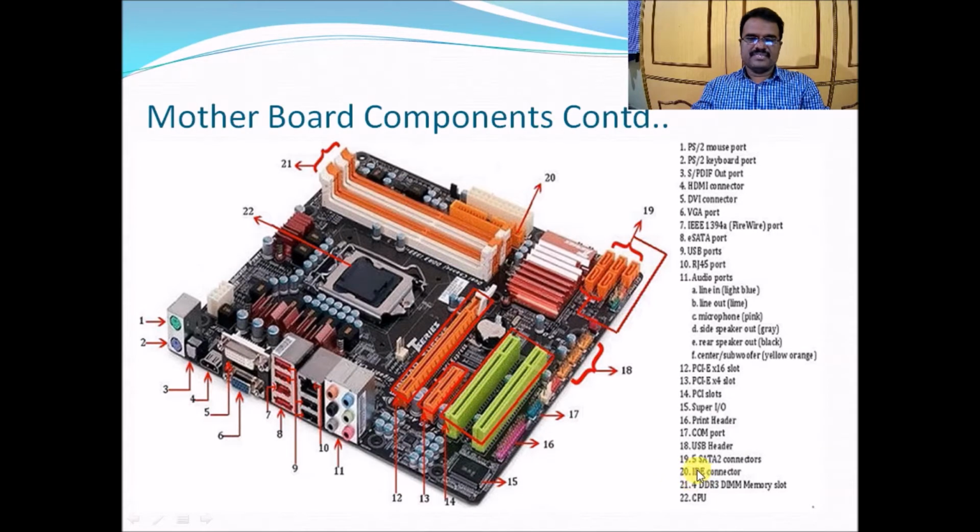Number 20 is an IDE connector. This is used to connect IDE-based hard disk drives, floppy disk drives, CD-ROM drives, etc. Number 21 are the 4 DDR3 DIMM memory slots. There are 4 DDR DIMM slots, and 22 is the CPU. So these are the main components on the motherboard.